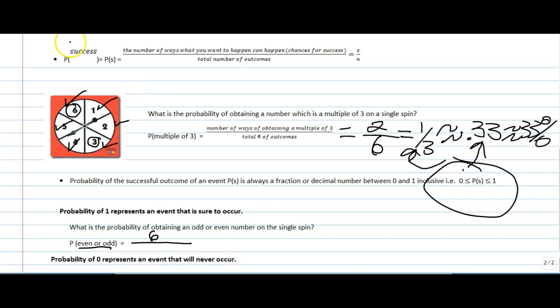Remember our definition. The probability of success is equal to the number of ways what you want to happen can happen divided by the total number of outcomes. So I have 6 chances for success divided by the total number of outcomes, which is 6, which is equal to 1. If I spin, then I'm going to either obtain an odd or even number. So the probability for success there is 1. It is sure to happen.